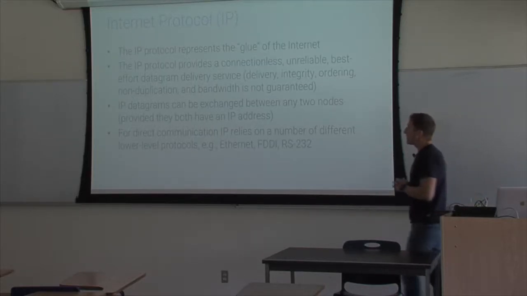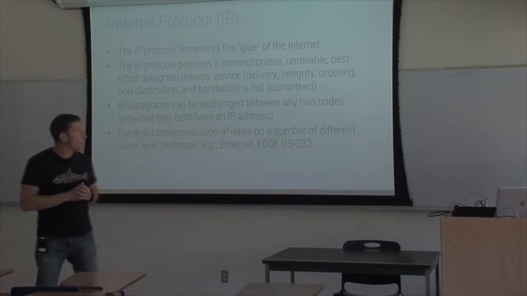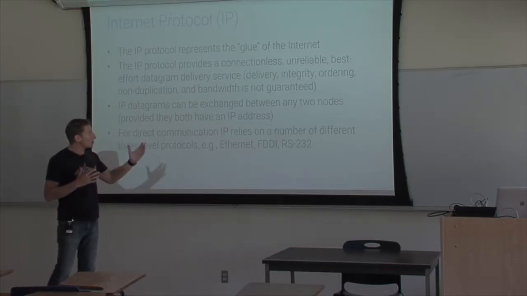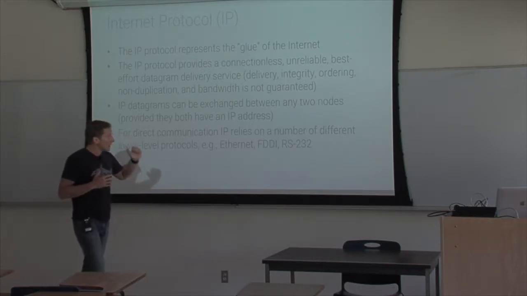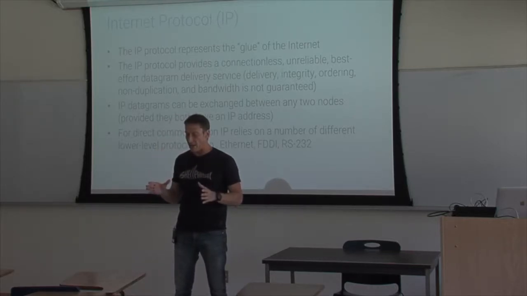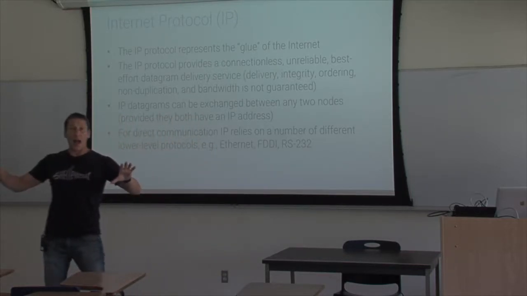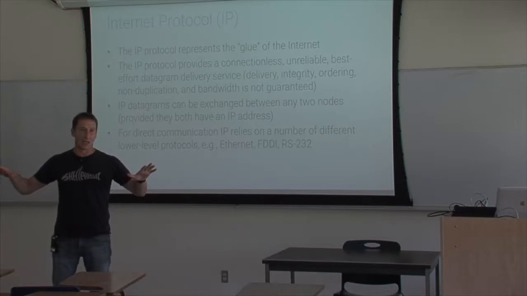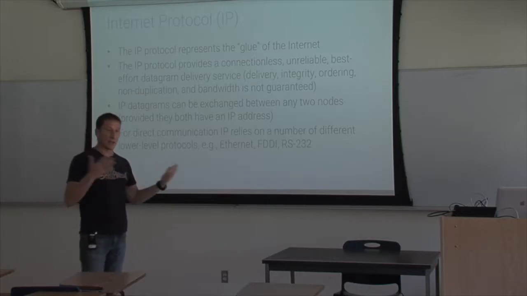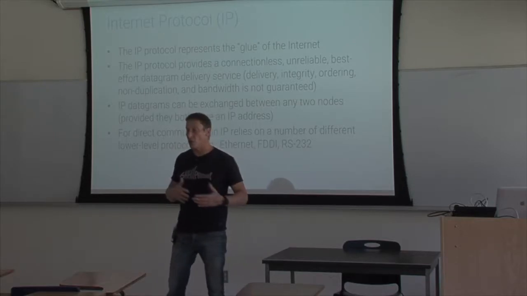But let's talk about the IP protocol, which is sort of the glue of the internet. The IP protocol provides a service that is connectionless, unreliable, best effort delivery service, datagram delivery service. This means that what IP does, it guarantees that one datagram can go from one IP address to another. However, many things can happen during this delivery. The packet could be dropped, so the delivery actually never happens. It could even be that the packet gets duplicated, so you get 2 copies of it.